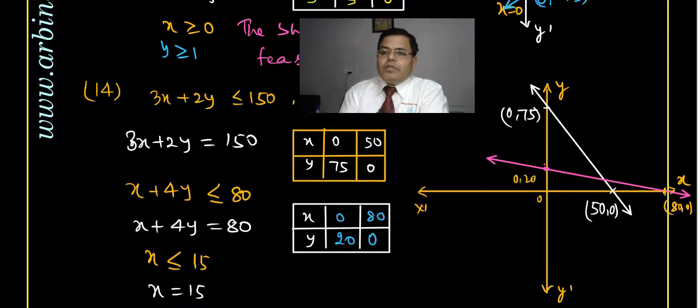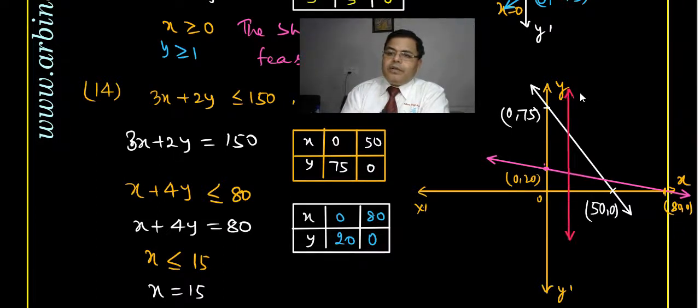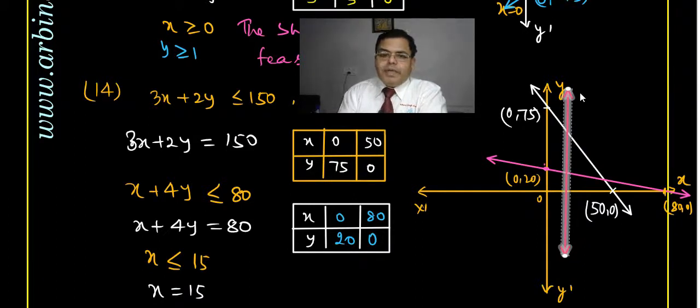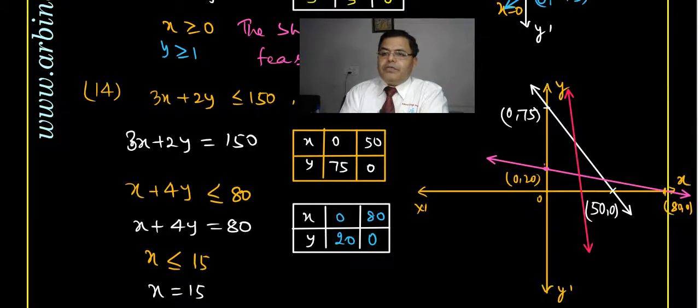Okay, now the third is x is equal to 15. What is that line? X is equal to 15 is a line parallel to the y axis. So that will be a line which is parallel to the y axis, x is equal to 15. This line is x equal to 15.